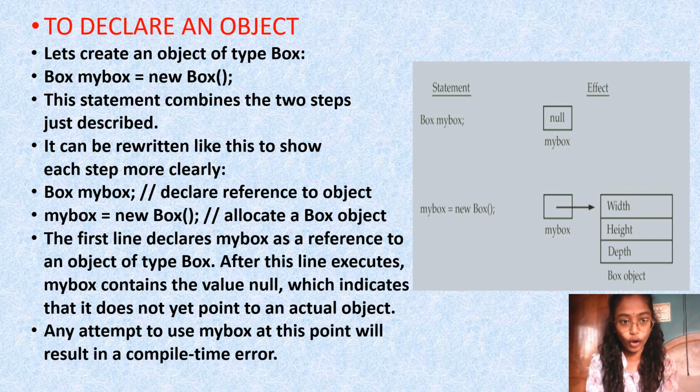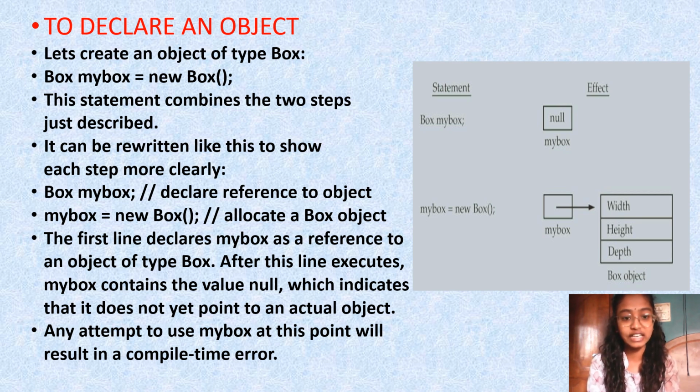Now to declare an object, first let's create an object of type Box. Box myBox is equal to new Box. Here we created an object called Box. This statement combines the two steps just described. It can be rewritten like this to show each step more clearly. Box myBox, here we are using this statement to declare a reference to an object. myBox is equal to new Box. This statement allocates a Box object.